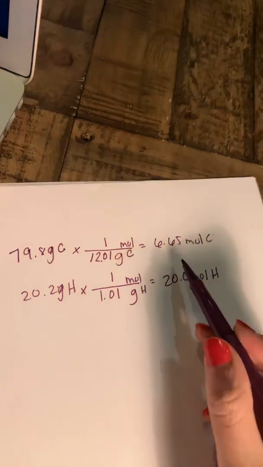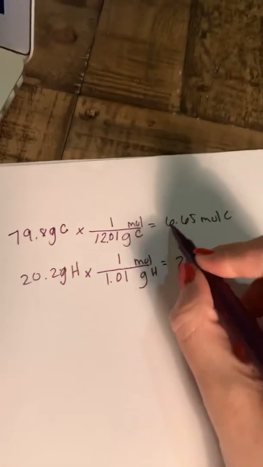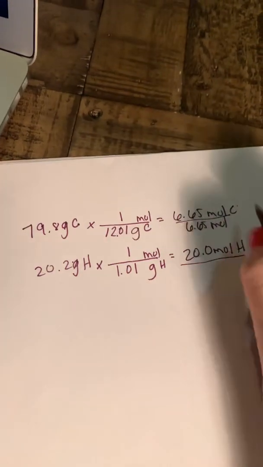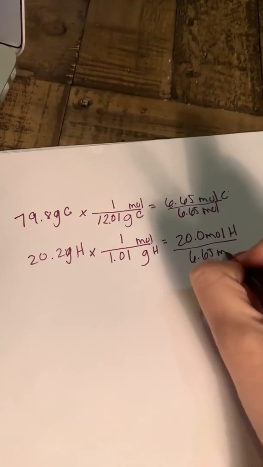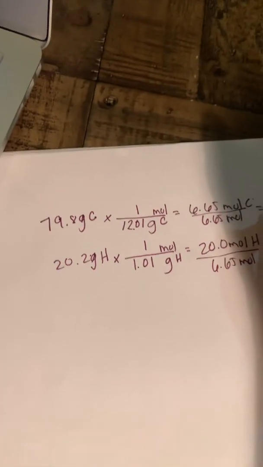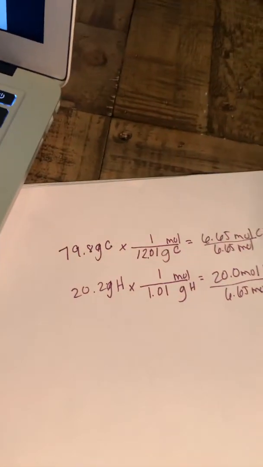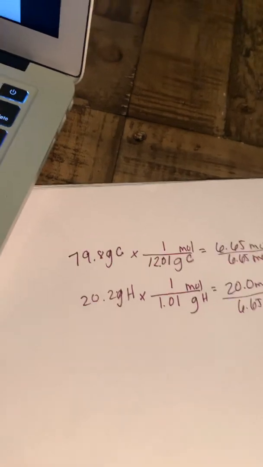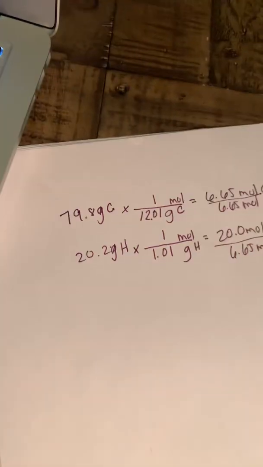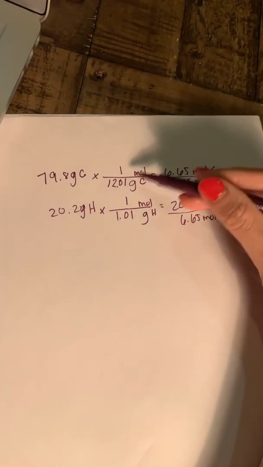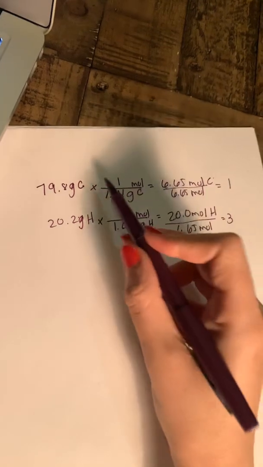Right, so you're going to divide by your smallest, so either 20 or 6.65 is the smallest, which is 6.65 moles, and you're going to divide this one as well. So 6.65 divided by 6.65 is 1, and 20.0 divided by 6.65 is 3. Right, so your empirical formula is exactly what it is. So there's going to be 1 carbon.